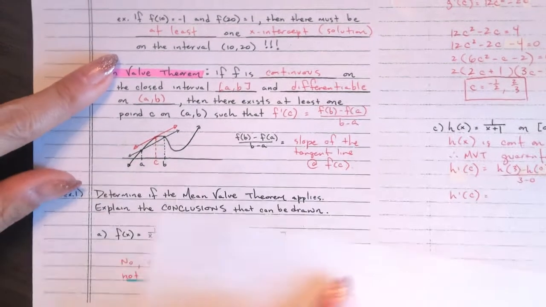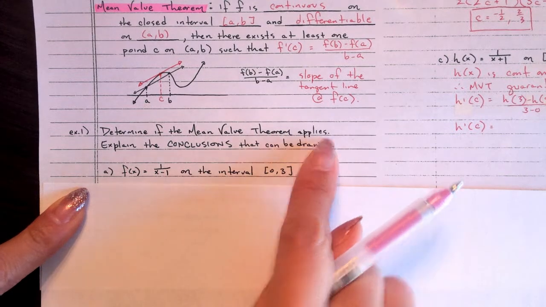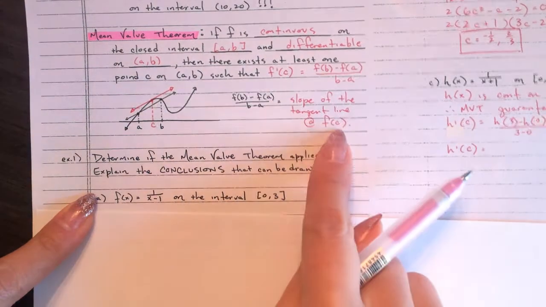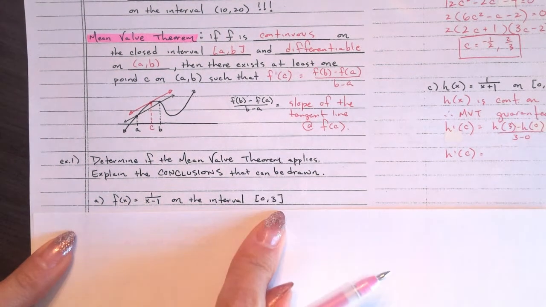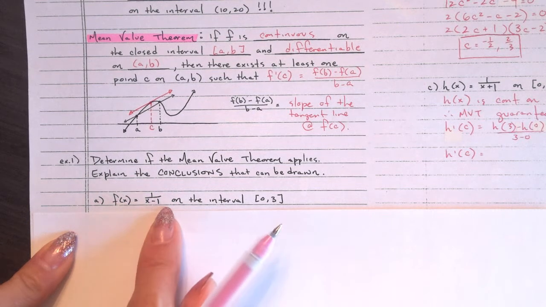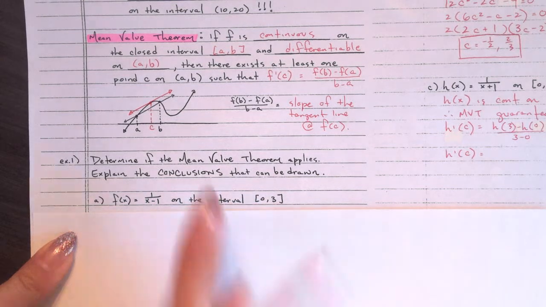Okay, so for the first part, it says determine if it applies, and then what conclusions can be drawn. So we're actually going to solve for C if MVT applies, okay? So does MVT apply? We look at this, we imagine it. What's going on here? What's wrong with it? So thinking about the domain, oh, X can't be 1. 1's in here, MVT doesn't apply.